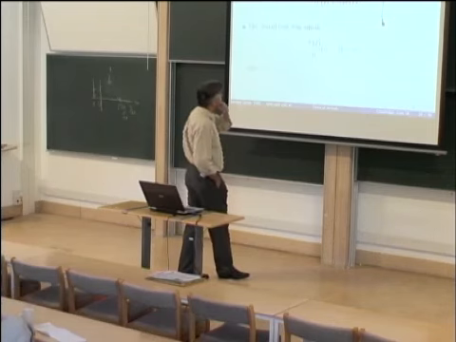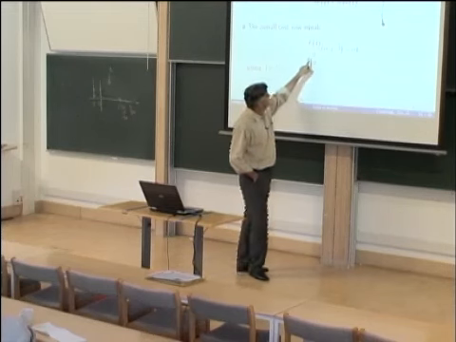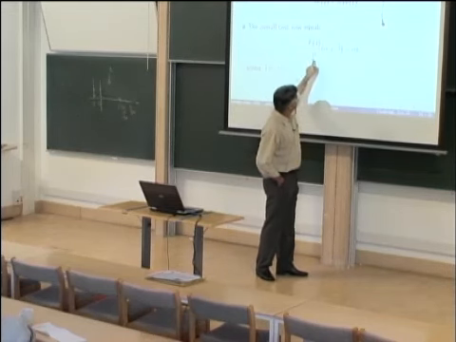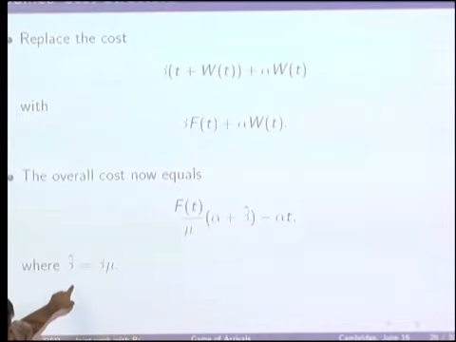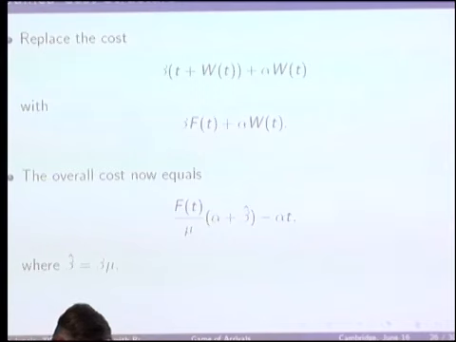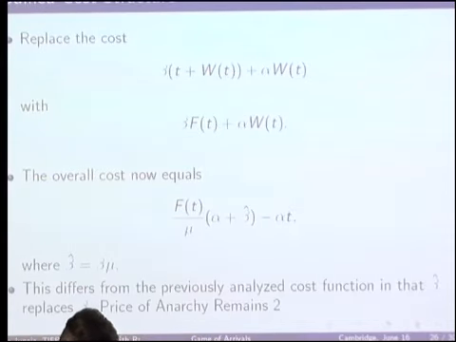So the overall cost will have a similar expression to before, except that instead of beta here, now we have beta hat, which is beta times mu. So all the results that I've said generalize to this setting as well. So price of anarchy, in particular in the single class setting, remains 2.